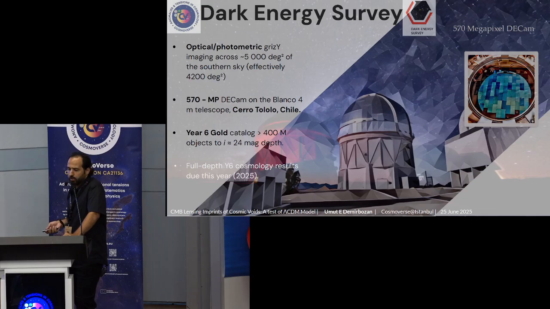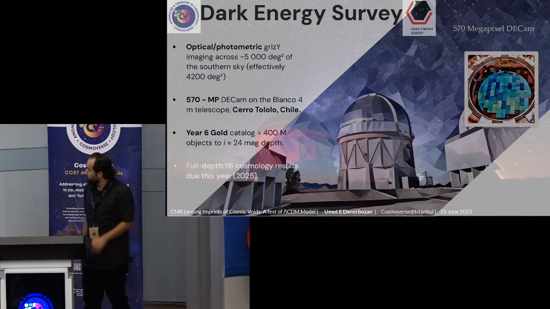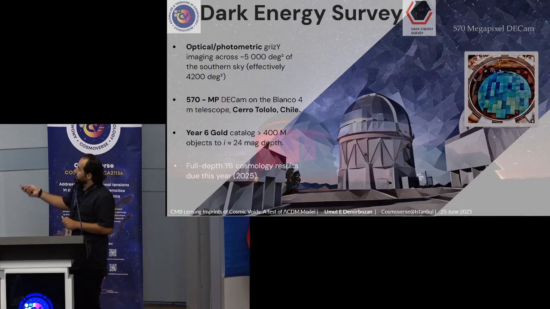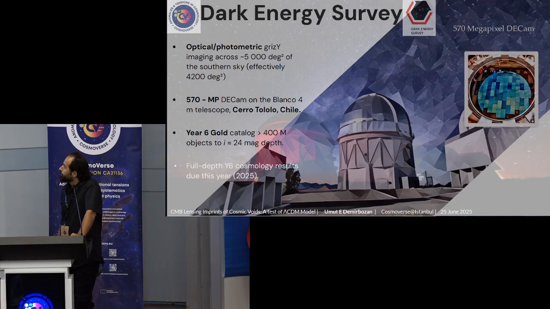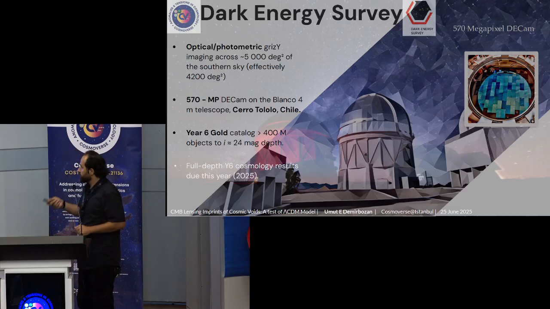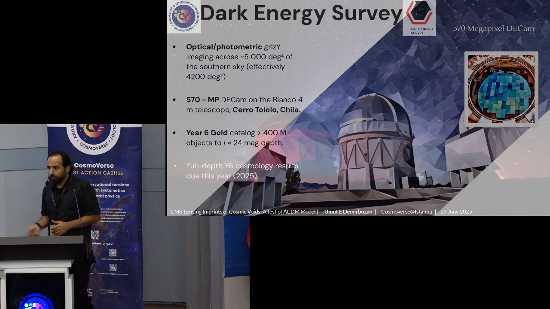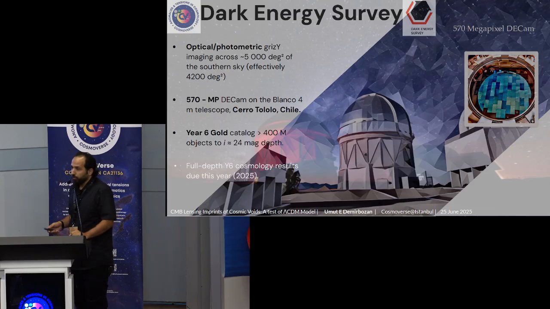So let's talk about the Dark Energy Survey, which Juan already talked about. Basically, it's an optical photometric redshift survey. It covers 5,000 square degrees, mostly in the southern sky, because the survey is located in Chile. But the effective area is 4,200 square degrees, so the footprint is actually quite messy. There are holes and irregular shapes, which I will show you. And Year 6 results are almost imminent. Maybe in a few weeks' time they can be announced.